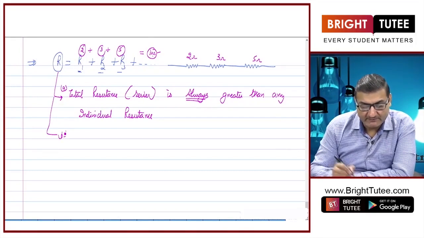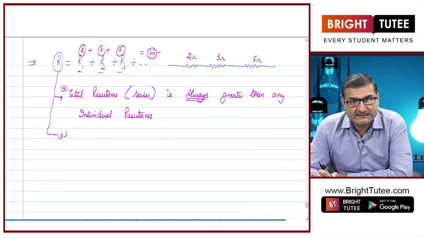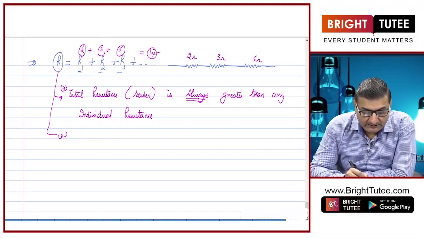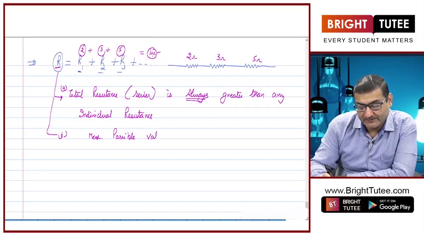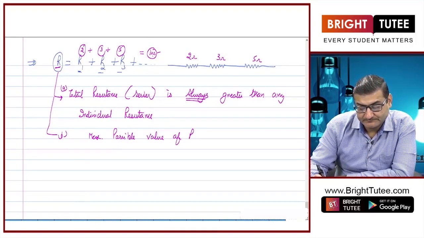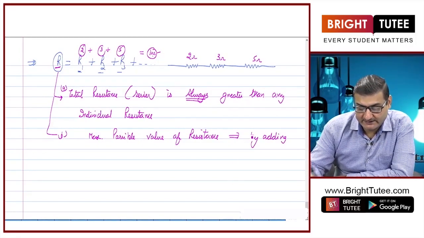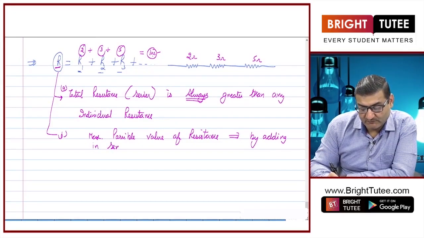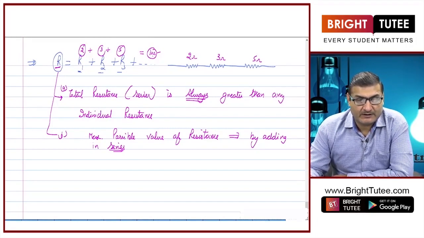Second important thing is, whenever we connect all the resistances that are with us in series, the total resistance is the maximum possible value of resistance that we can get. The maximum possible value of resistance is obtained how? By adding the individual resistances in series. Why? Because we are just adding up the resistances, right?